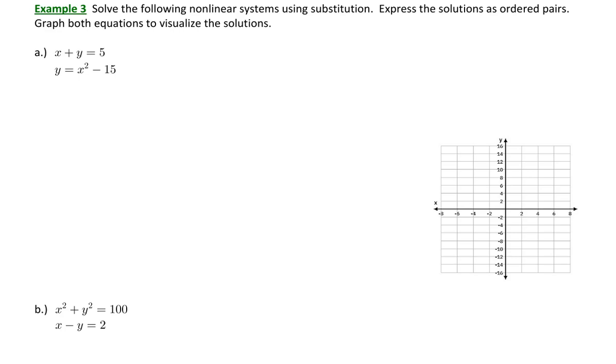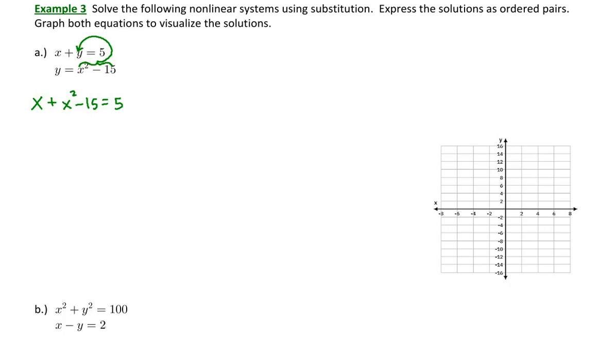So we have the linear equation x plus y equals 5 and the quadratic equation y equals x squared minus 15. Notice in that second equation, y is already isolated. So I can take the expression for y and plug it into the other equation where I see the y. So substituting, we obtain x plus the new expression for y, x squared minus 15, and that equals 5. Notice we have a single equation in a single variable.